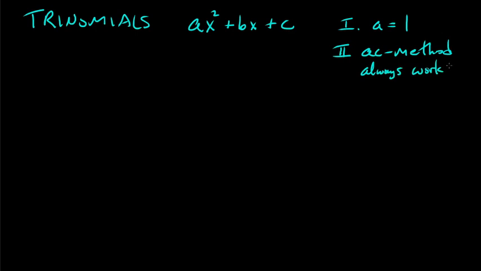And be careful. By that, I don't mean it's not prime. It could be prime, but the AC method will tell you that. If you go through the whole list and you don't see a match, then you know it's prime. But what I mean by always works is it'll either factor it completely or it'll show you that it's prime. And then the third and final way are the perfect square trinomials.